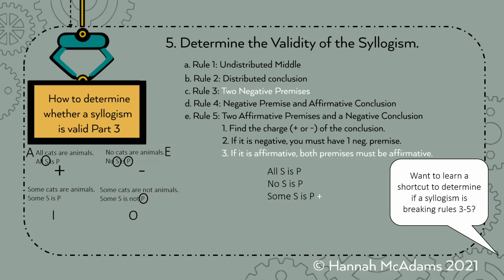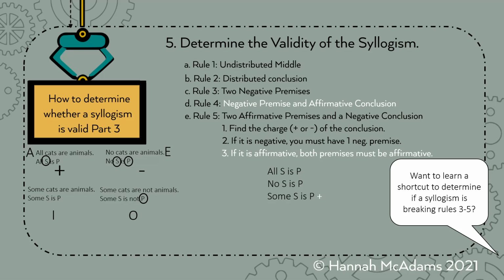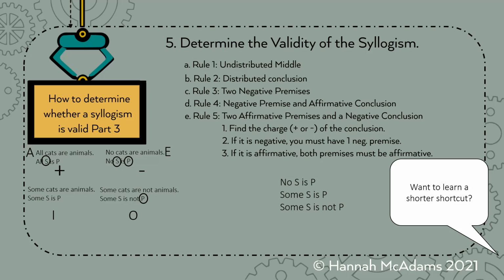So the reason we know this is that we can't have two negative premises, right? And we can't have a negative premise and an affirmative conclusion. So therefore, we have to have all positives for it to not break those three rules. Okay? So this is positive, this is negative, because of that word no. Okay? So this is breaking that rule.